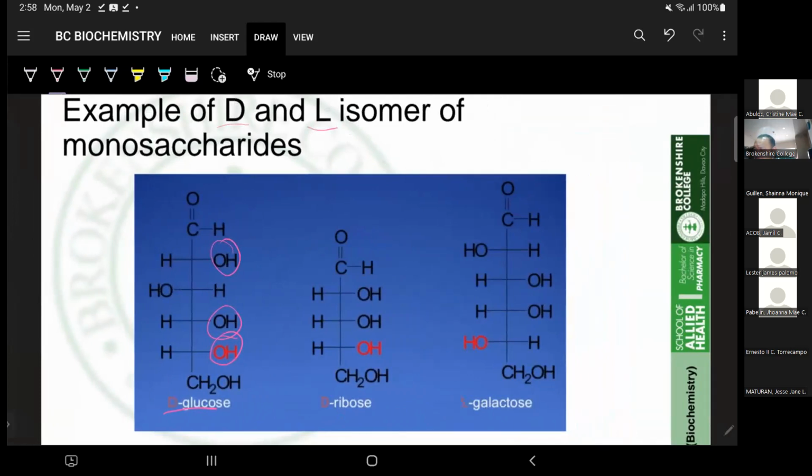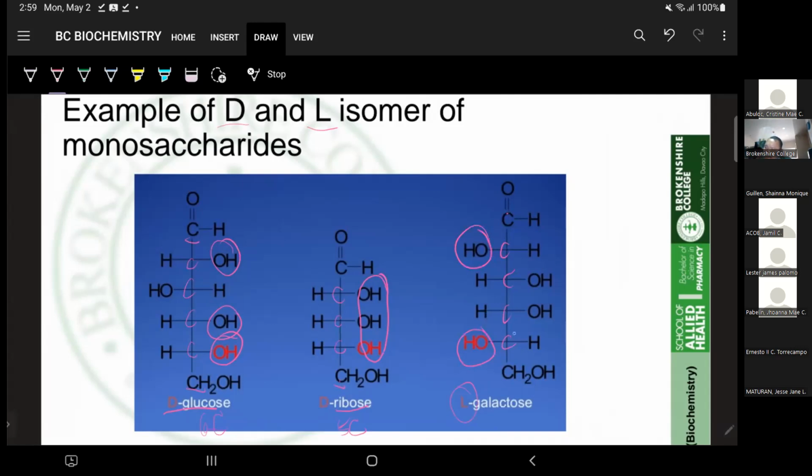This one is a 5-carbon sugar, ribose. 1, 2, 3, 4, 5. And this one has 6 carbons. So 6 carbon, 5 carbon. That is ribose. Why dextro? Because mostly they are aligned on the right side. And then we have levo galactose, which is 6 carbon. 1, 2, 3, 4, 5, 6. And of course levo, because most of the OH groups are found on the left side.